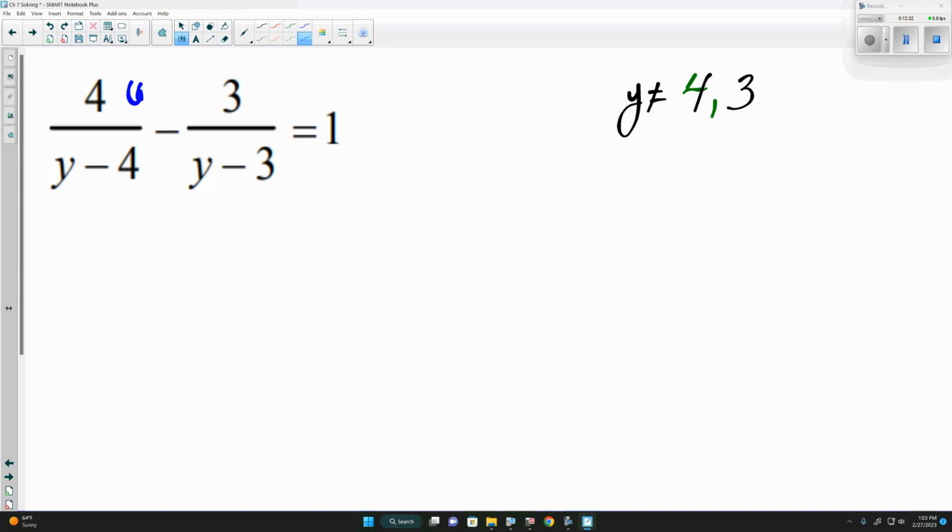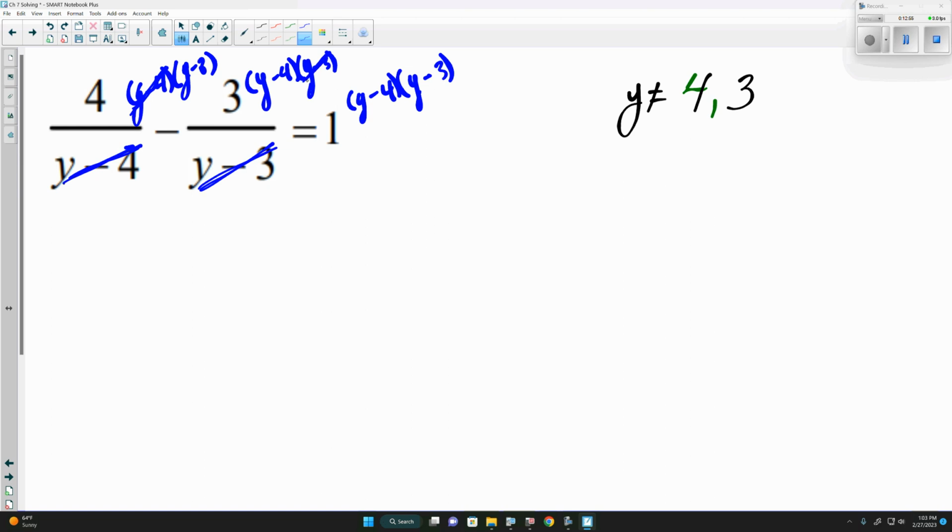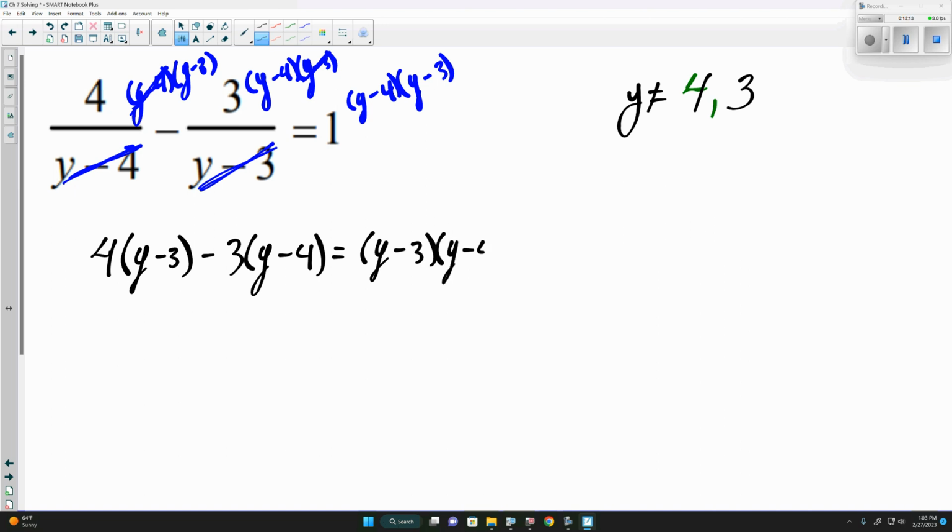Now at this point, we're going to multiply everything by y minus 4 and y minus 3. In the far left one, the y minus 4 and y minus 4 will cancel. In the middle, the y minus 3 and y minus 3 will cancel, and nothing cancels with the 1. So what we're left with is 4 times y minus 3, minus 3 times y minus 4, is equal to 1 times y minus 3 times y minus 4.